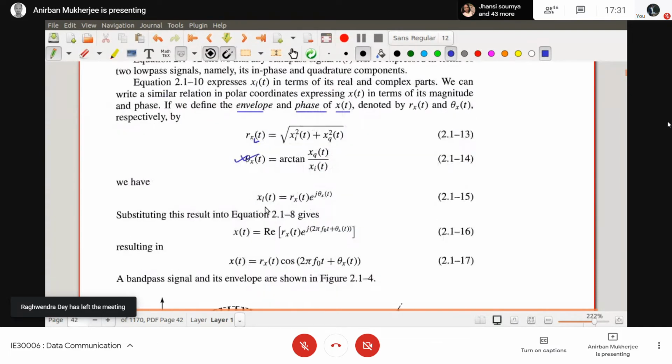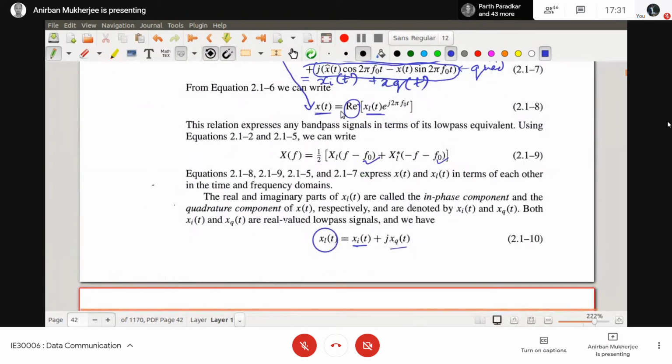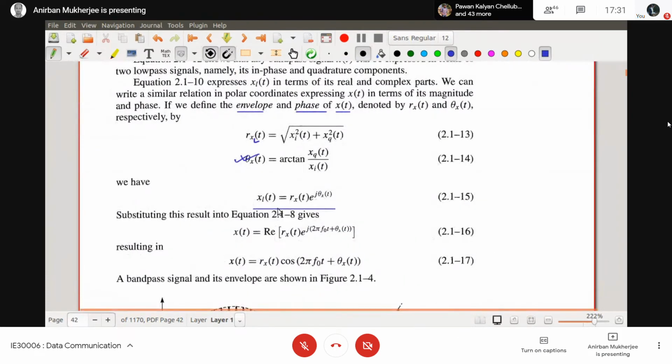Then the low pass one you can write as R_x(t) e to the power j theta_x(t), the standard polar form. Now what is my x(t)? x(t) was real of x_L(t) e to the power j 2 pi f0 t. So instead of x_L, I put R_x(t) e to the power j (2 pi f0 t plus theta_x(t)). I am just doing a frequency translation. Finally, x(t) equals R_x(t) cos of (2 pi f0 t plus theta_x(t)), and R_x(t) is the envelope.